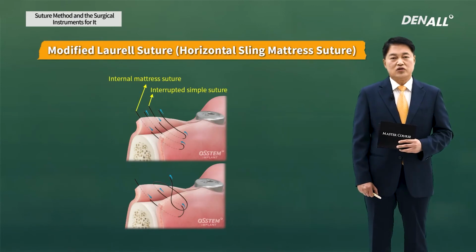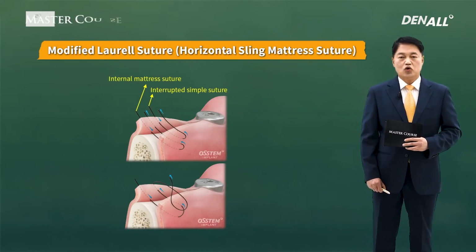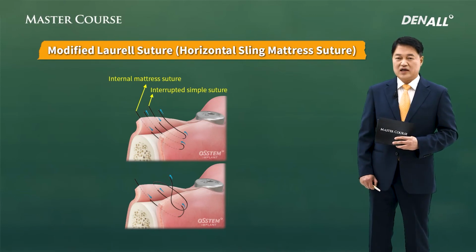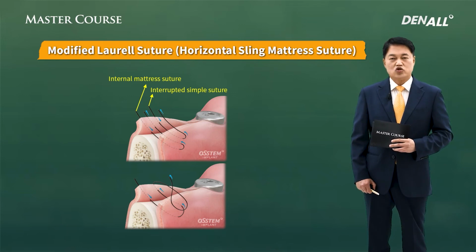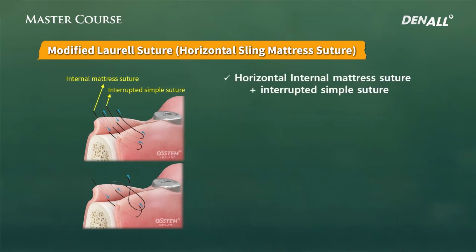The next suture I want to talk about is the modified Laurel suture or horizontal sling mattress suture. This suture is something that I use very often when I perform GBR. As you may know, if you do the horizontal internal mattress suture, the sides or planes connect together, but the incision line sometimes opens up. So you have to do an interrupted simple suture also. But this can be inconvenient. So you put two together for the modified Laurel suture. You mostly do this when you have done GBR.